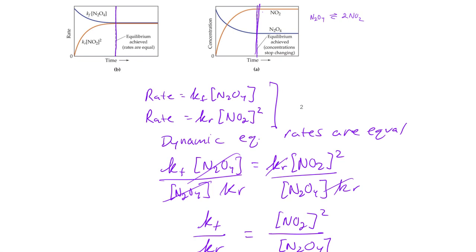And what we do with equilibrium is we basically say that this is equal to some constant, and we use uppercase K. Sometimes we use K sub C. We use K sub C when we're working with aqueous solutions. So basically we're taking our rate constants, grouping them together, calling that a new K. That's our equilibrium constant.